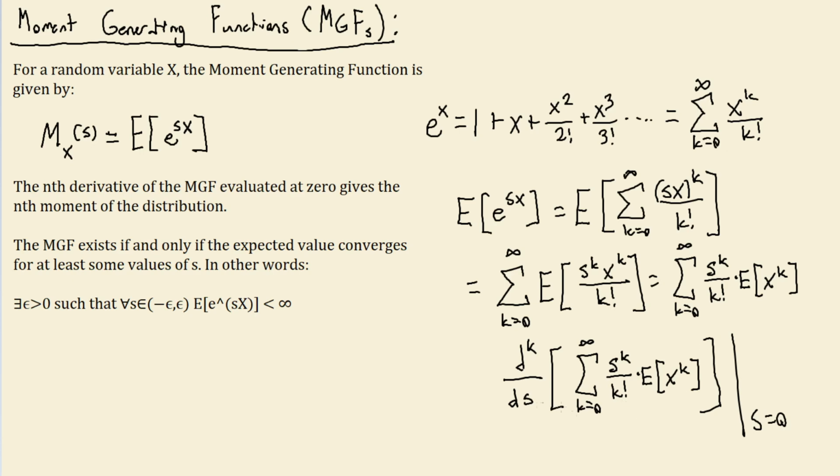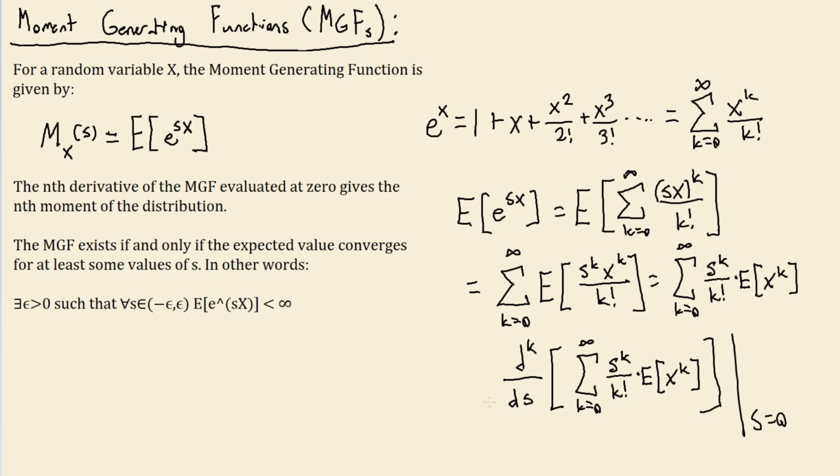The kth term here, when you take the kth derivative, this coefficient will go to 1, and we'll just be left with this value here, the expected value of x to the kth power, which is exactly equivalent to the kth moment of x. And that's going to be it. Every term beyond that is still going to have an s in it. In fact, the next term is just going to be s, and then the term after that will be like s squared divided by 2 factorial, something like that. But it's all going to have an s in it.